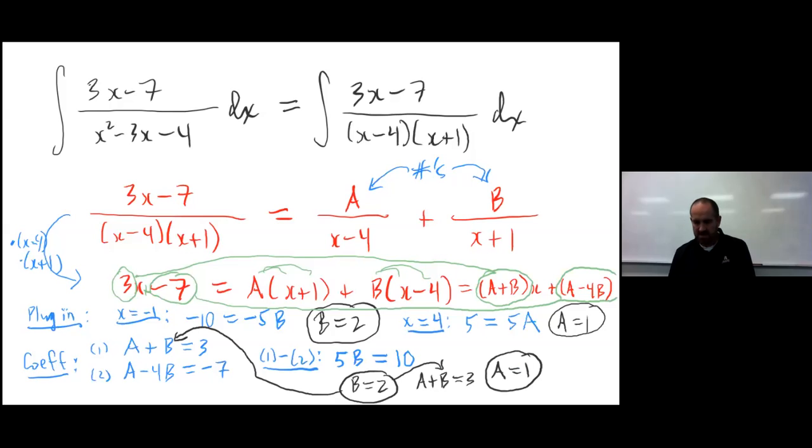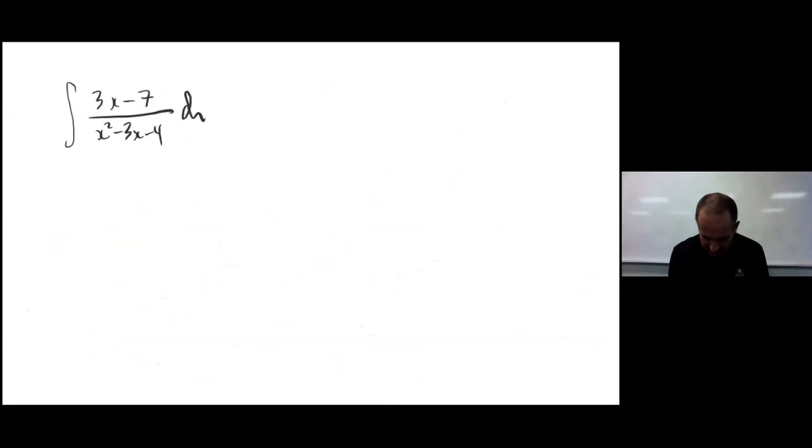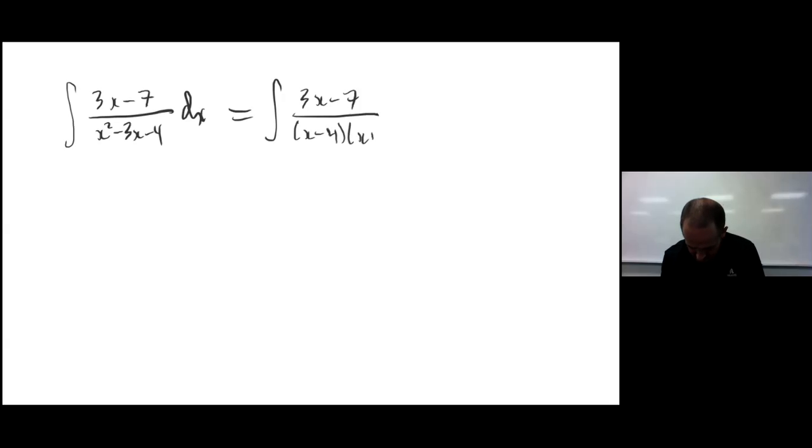A is 1. Got it? And now we're ready to finish this thing. The integral of 3x minus 7 over x squared minus 3x minus 4 dx is equal to the integral of 3x minus 7 over (x minus 4)(x plus 1). I think I put the A over x minus 4, didn't I? It was the integral of A over x minus 4 plus B over x plus 1 dx.